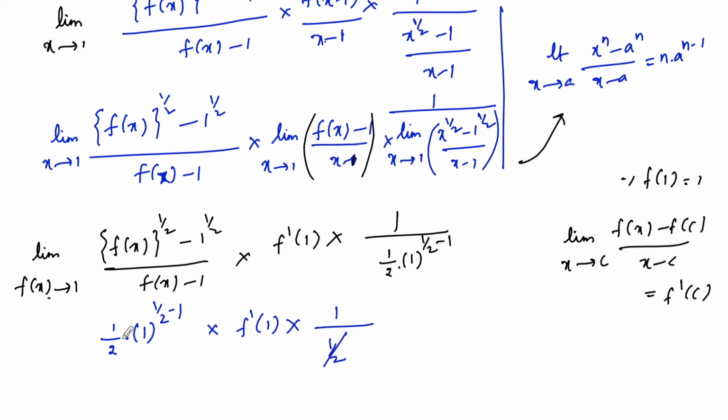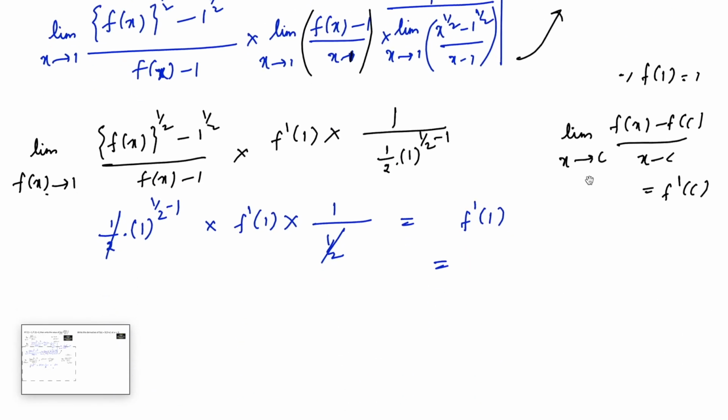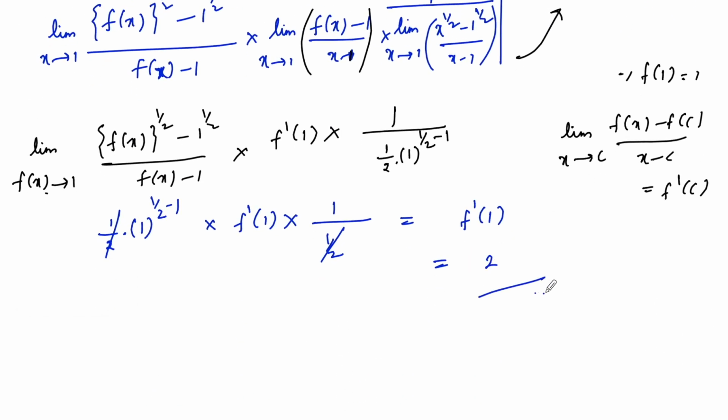So here 1 by 2 and 1 by 2 gets cancelled, so it is nothing but your f dash of 1, and it is given that f dash of 1 is equal to 2. So we can just write down the answer as 2.